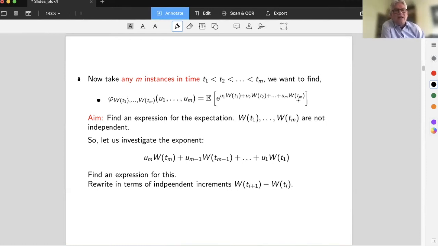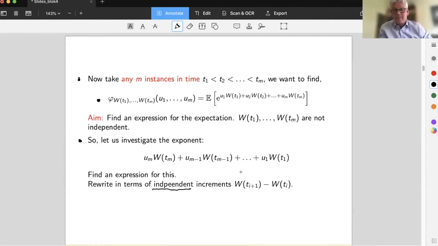Again, this is not such a handy form, so we look at the exponent here. We try to rewrite the exponent in such a way that we get independent variables, because again, it's easier for us to deal with independent variables, and Wt1 up to Wtm are not independent. So let's investigate the exponent, and actually we apply the same trick as before. We add and subtract terms so that we end up with independent increments. There is an error on the slide, which I will repair before I post my slides. We want an expression that only consists of independent increments. So how do we do that?